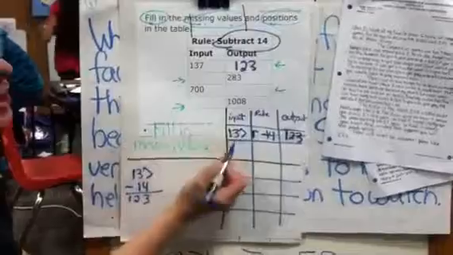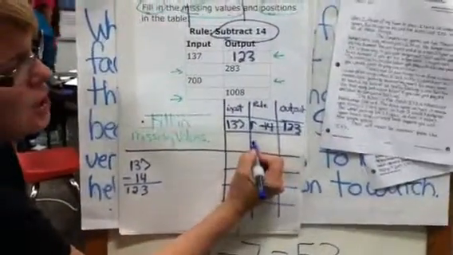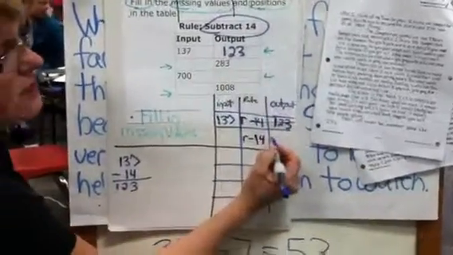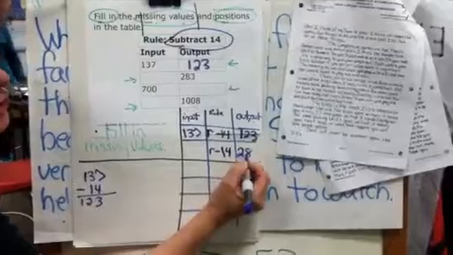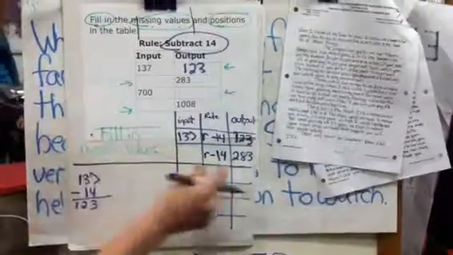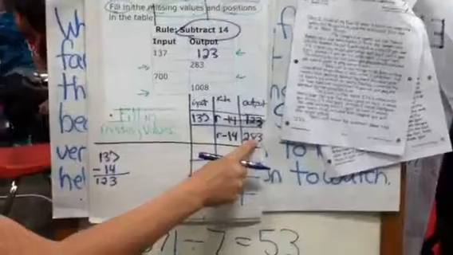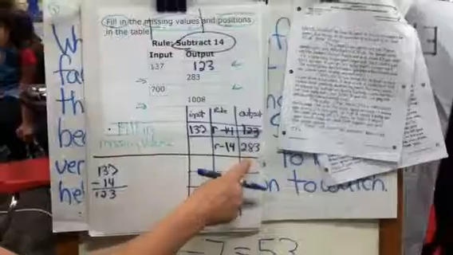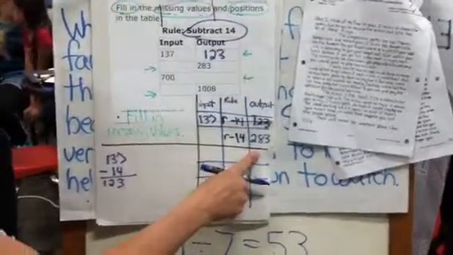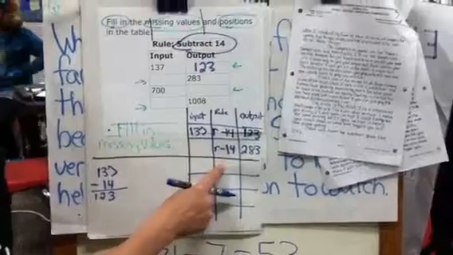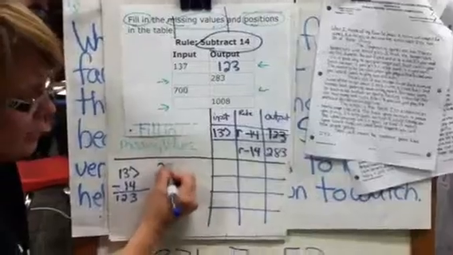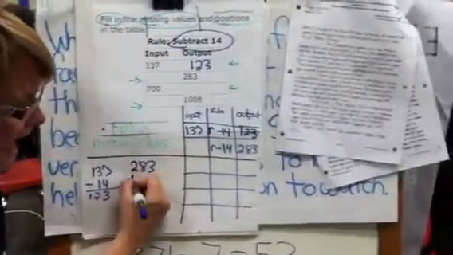My next section, they don't give me my input, but I know that whatever it is, I've got to subtract 14. They've given me my difference, which is 283. So I know the difference. I know I got this number by subtracting something. So if I look at what's the opposite of subtraction, it's addition. So instead of subtracting, since I know my output, I'm going to take the number, which is my output, and I'm going to add 14 because I'm looking for my input.